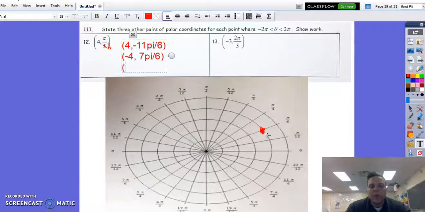Last but not least is negative 4 comma, and I need the angle to be negative this time, so I want to make a negative point. I count back negative 4, 1, 2, 3, 4, and I want to go this direction. How many lines is it going to take for me to go this direction? Well, 1, 2, 3, 4, 5, 6, 7, 8, 9, 10. 10 lines, so what is the angle that 10 lines creates? 5 pi over 6. But I did it in the negative direction, so it needs to be negative 5 pi over 6. And that's your 3 points. That's how that is done.